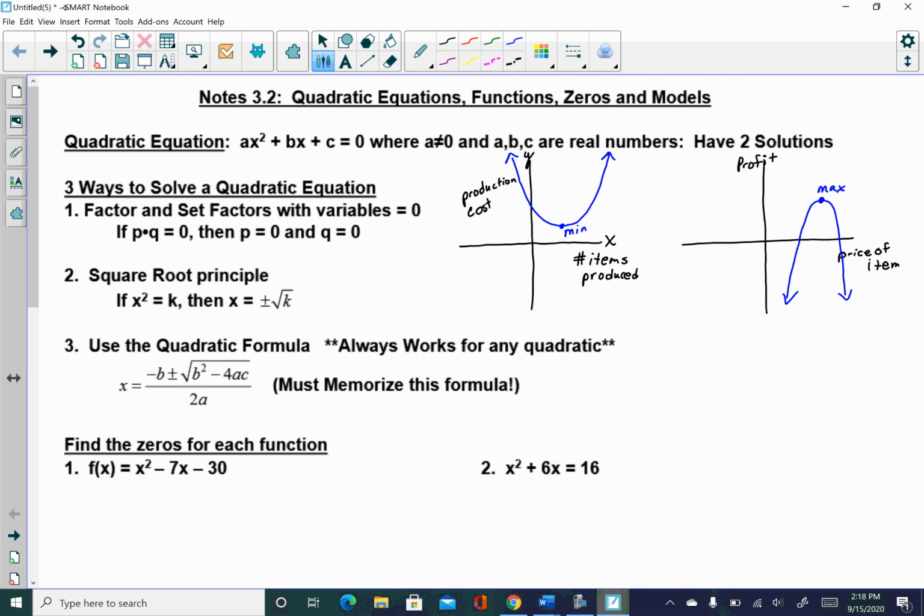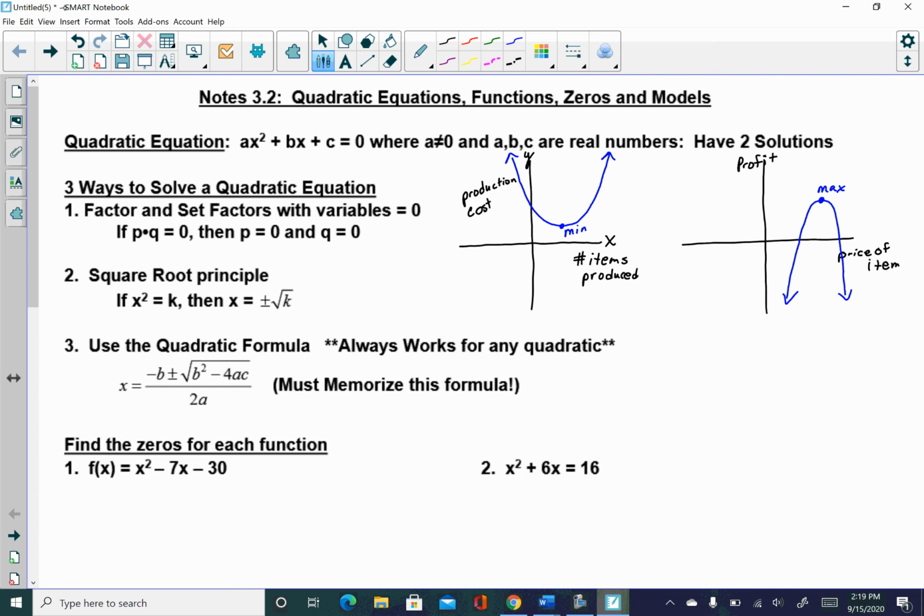Hi there. So our next two sections will focus on quadratic equations, functions, zeros, and models. While in this section we're mainly focused on quadratic functions and finding their zeros and a little bit more associated with that. It will be the next section where we focus heavily on the applications of these quadratics.